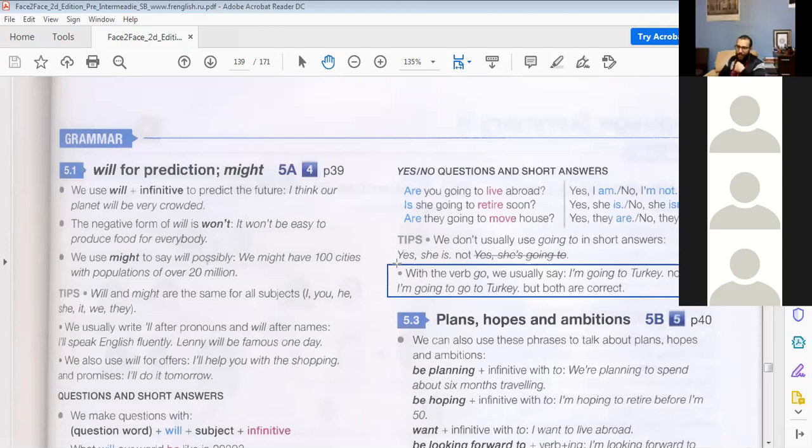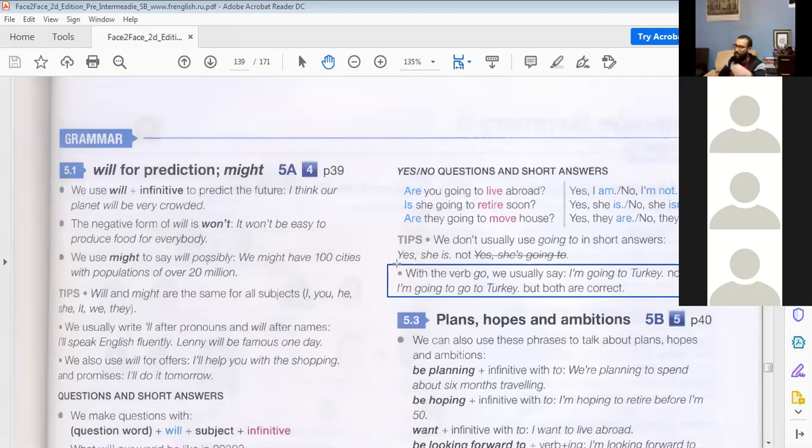Do you get the idea? So you can say I'm going to work. I'm going to Italy. I'm going to Benghazi, whatever. Do you get the idea? But this is an exception, only for the verb go. With other verbs it doesn't work. You have to use the infinitive. So you have to say I'm going to eat. Okay? I'm going to sleep. I'm going to study.